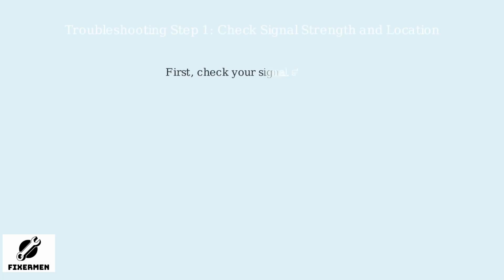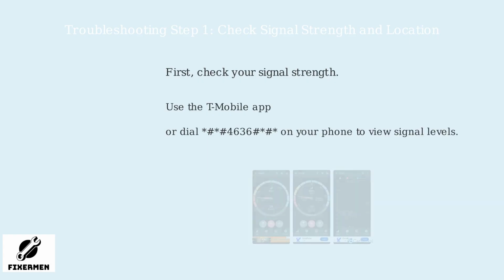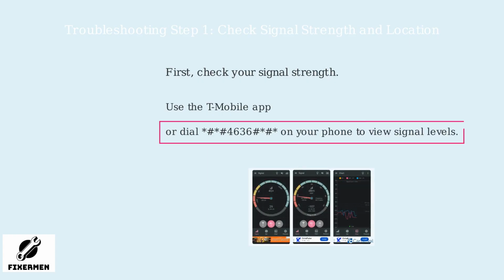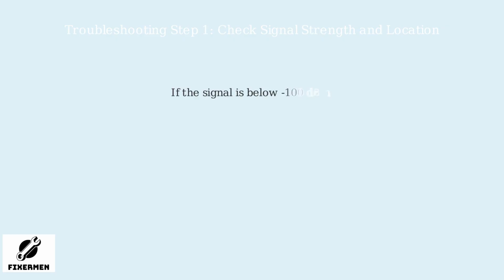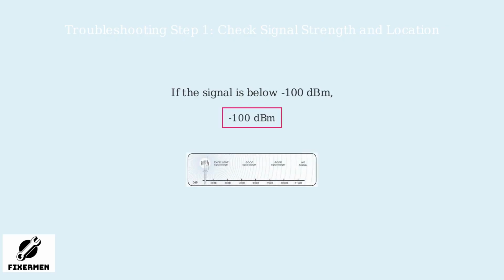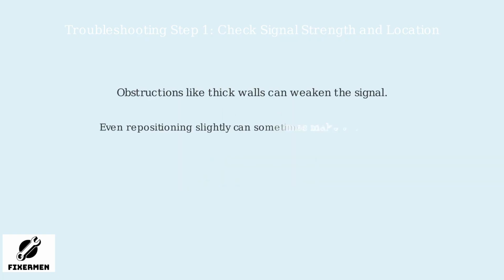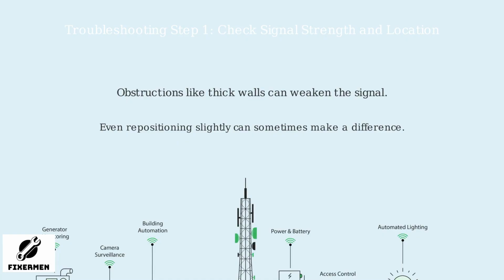First, check your signal strength. Use the T-Mobile app or dial *#*#4636#*#* on your phone to view signal levels. If the signal is below -100 dBm, move to a location with a clearer view of cell towers, such as near a window or on higher ground. Obstructions like thick walls can weaken the signal. Even repositioning slightly can sometimes make a difference.